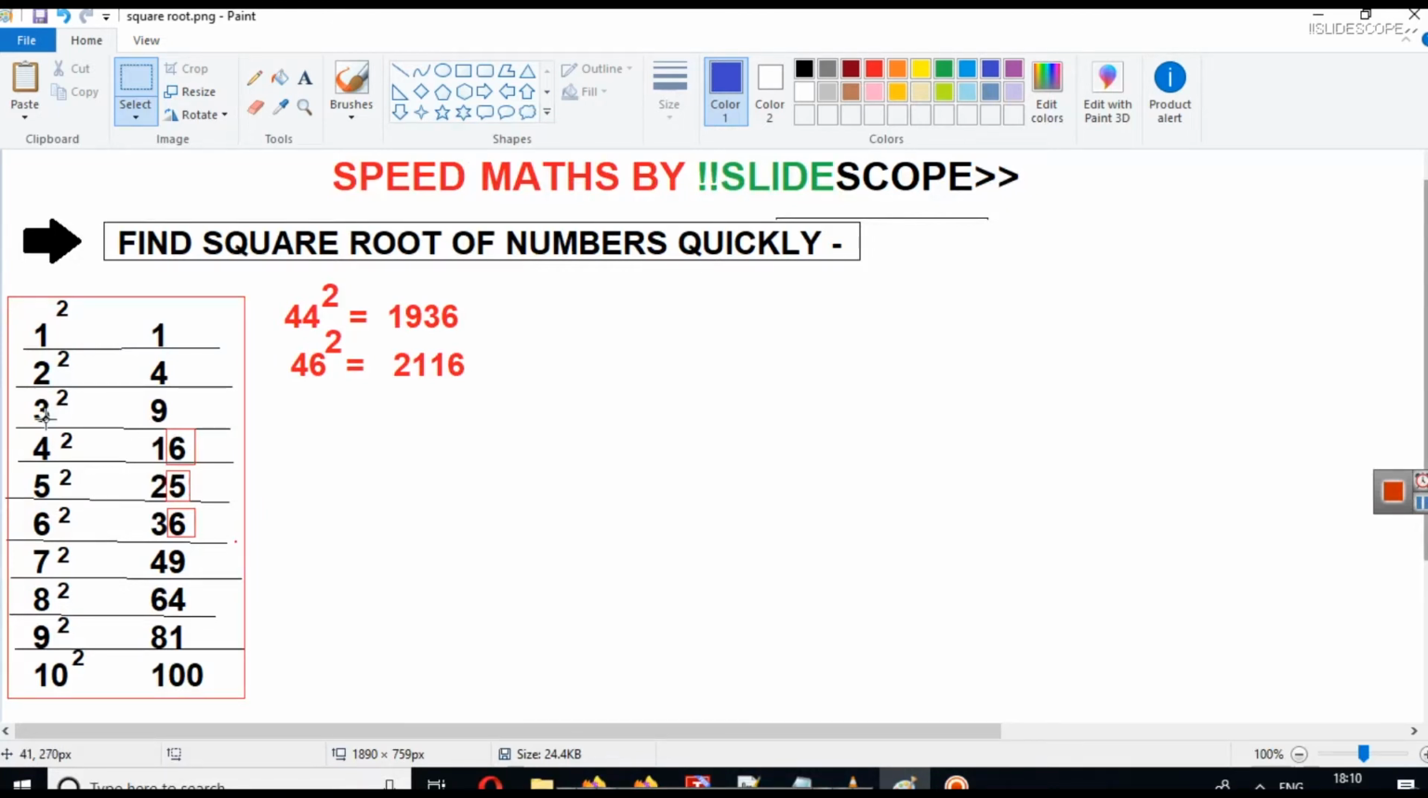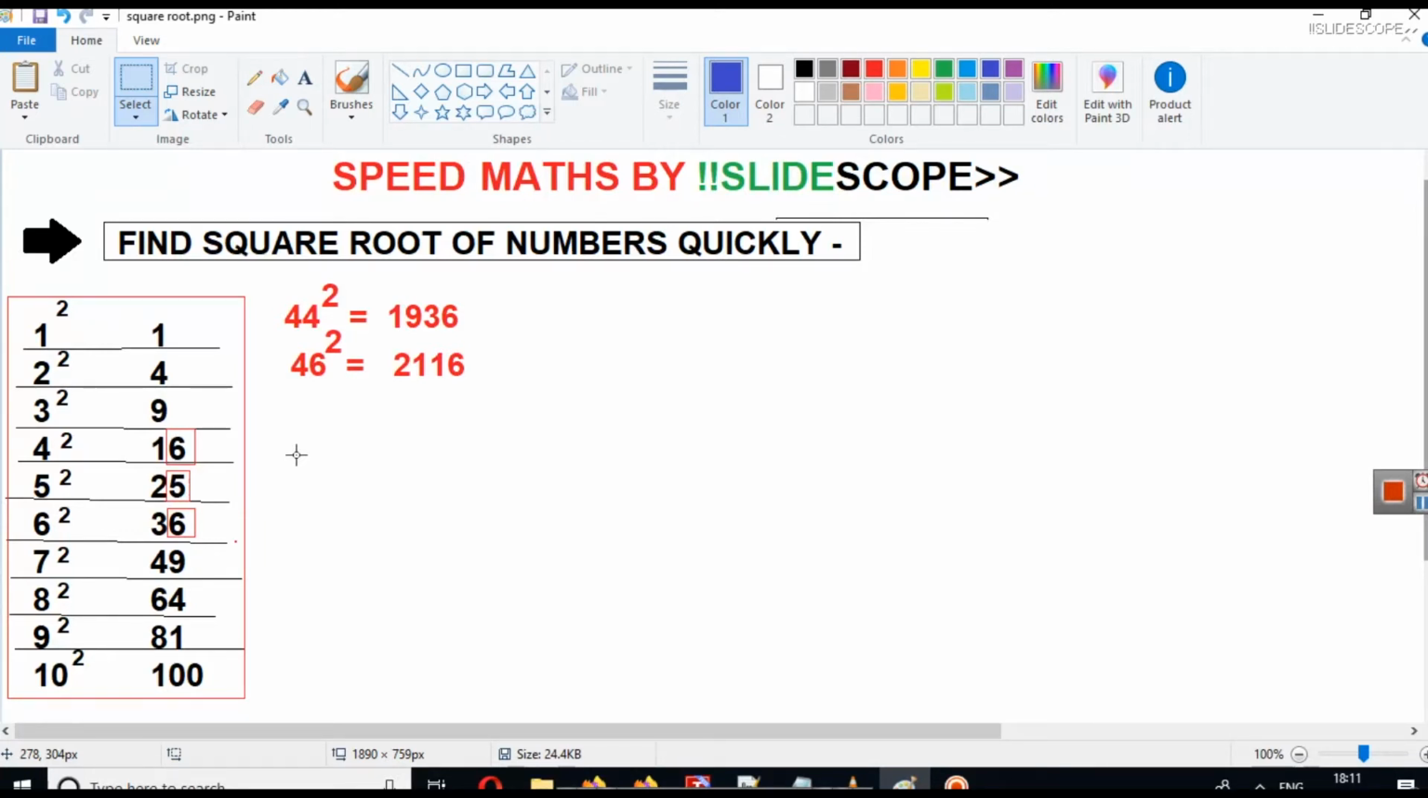Similarly, numbers having 3 in the end have 9, and numbers having 7 in the end also have 9 in the end of their squares. So based on this concept, we first have to choose two numbers, write those two numbers, and then based on the trick decide which number will be there, right?